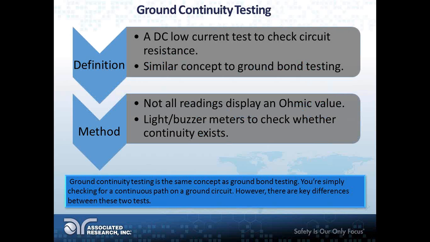So when we talk about ground continuity testing, what we mean is a DC low current test to check circuit resistance. It's a similar concept to a ground bond test because you are applying current, it's taking a look at the voltage drop, and you get a resistance number. However, when I say DC low current, on our units, a DC continuity test is like 0.1 amps DC. So it's really, really low value.